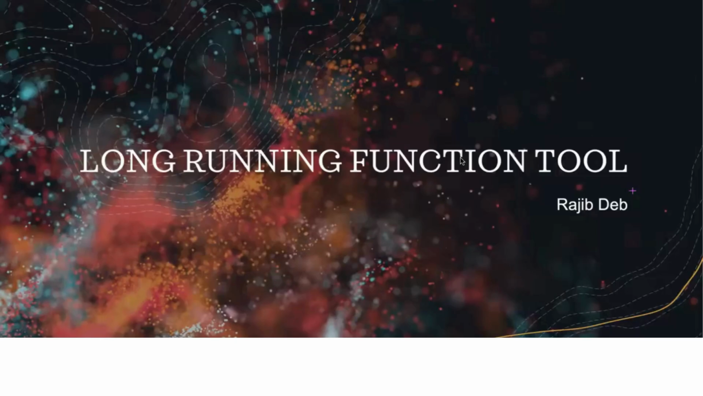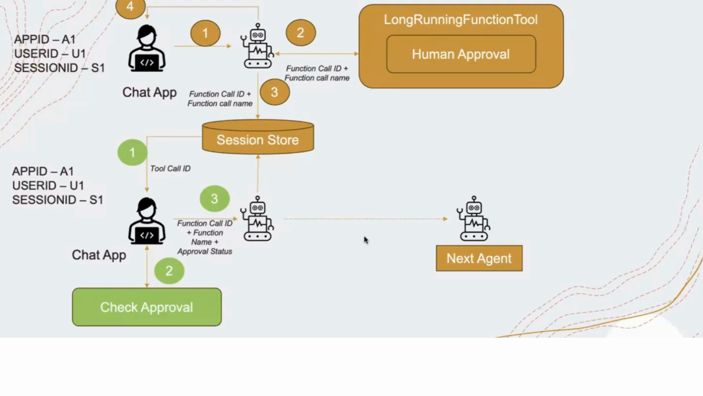So I'm redoing this long-running function tool feature of Agent Development Kit because one of my subscribers told me to give some more detailed flow as well as a detailed understanding of the feature. Now, the long-running function tool can be leveraged for human in the loop in Agent Development Kit. I will explain the flow or the use case that I have created.